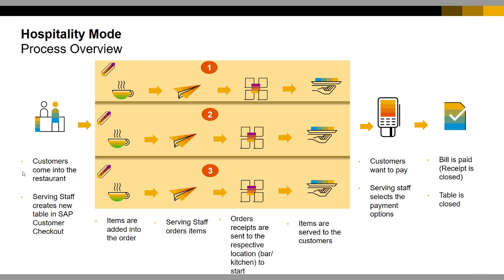For hospitality mode, this is the core business process that I will cover. The customer walks into the restaurant and the waiter or waitress allocates a table to this customer. The customer orders some food and drinks. This information is sent to the kitchen or the bar. So the food items are sent to the kitchen and the drink items are sent to the bar.